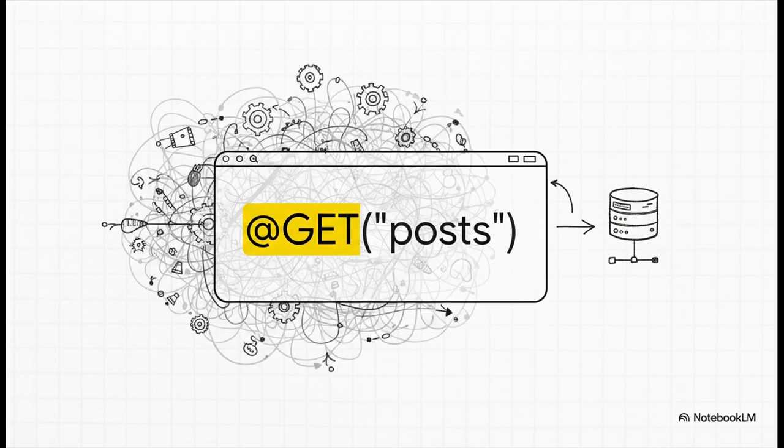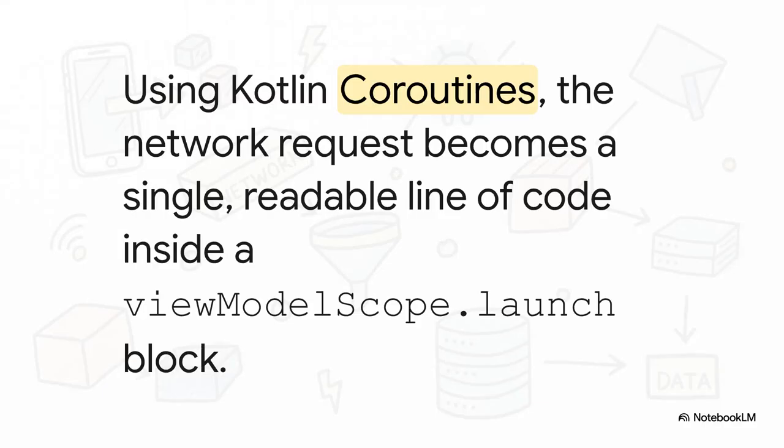It's incredible. And all of that builds up to this final step, actually making the call. And with Kotlin coroutines, it's just this one super readable line of code inside your ViewModel scope.